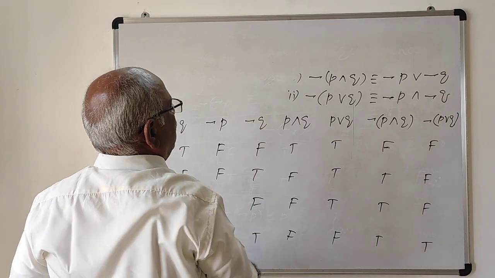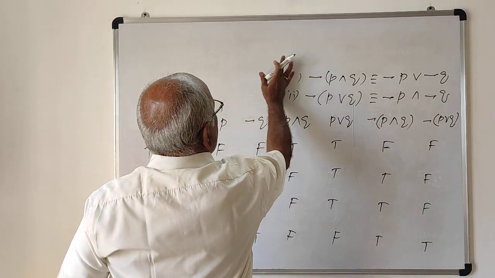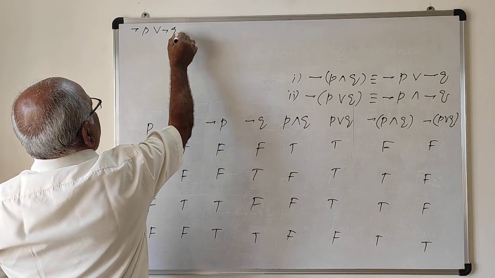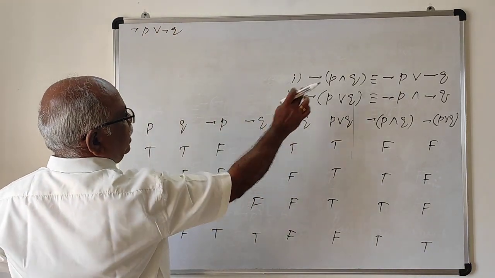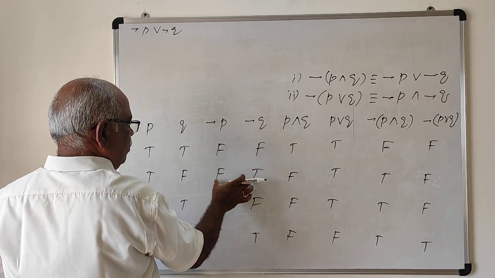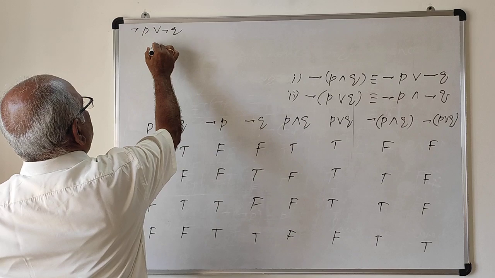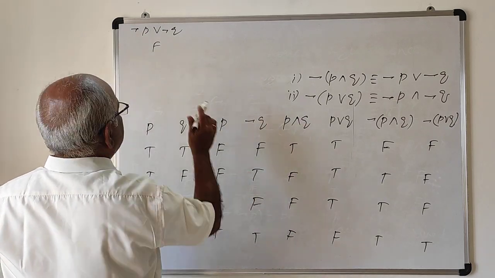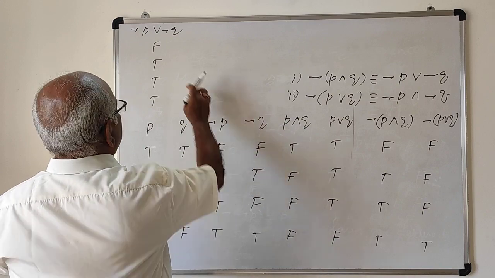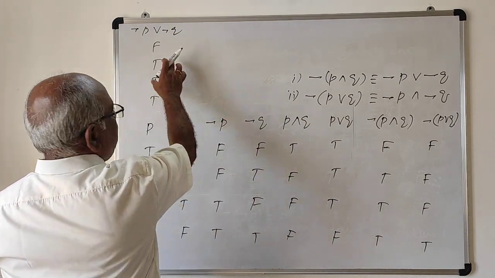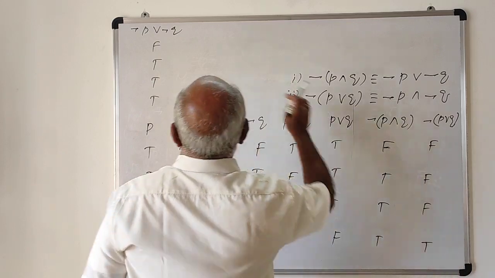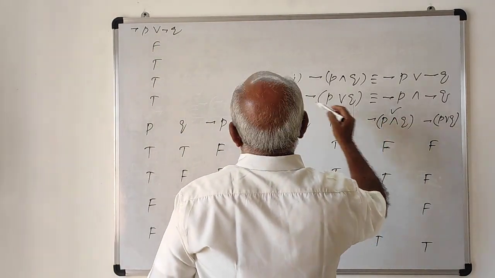See, for the first law, we want negation P disjunction negation Q. Disjunction means both are F, the value is F, the rest are T. See, this is equal to negation of P conjunction Q: F, T, T, T and F, T, T, T. So from this, we have the first law.